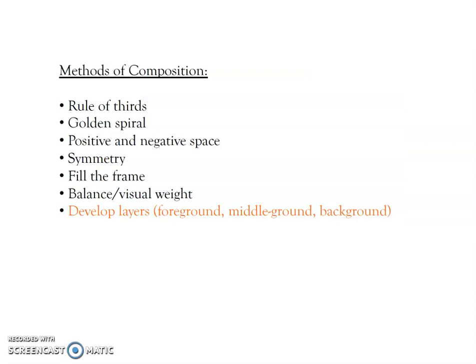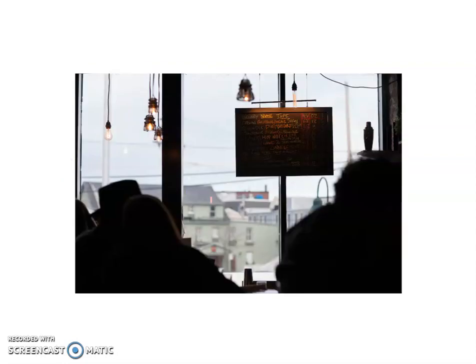Develop layers, right? Foreground, middle ground, and background. Have those defined. So in this photo right here, we have this defined foreground of these silhouetted people sitting down, with this dimly lit sign in the midground, and then we have the background. We understand space in this photograph, right?